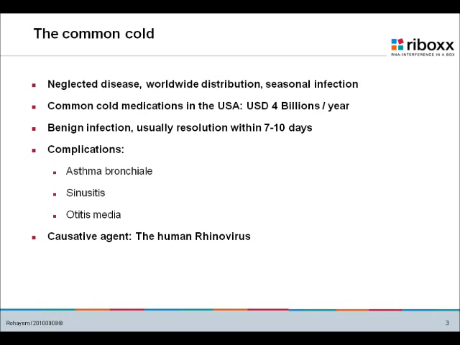But of course, although the infection is usually benign, you also have complications that occur, like asthma in children. I'll show you some slides later on. Asthma: they will be exposed to the virus very early, develop a kind of hyperreactivity, and then further on a hyperreactivity against other agents, sinusitis and otitis media. And of course, the major causative agent of the common cold is the human rhinovirus.